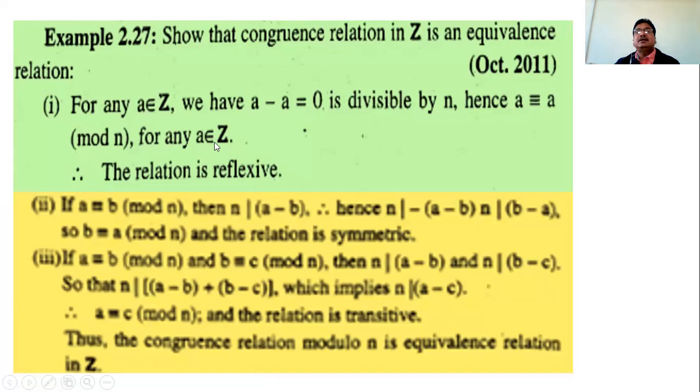Then an important example: show that the congruence relation on Z is an equivalence relation. We know that a relation is an equivalence relation if it is reflexive, symmetric, and transitive. So first we have to show the congruence relation is reflexive.